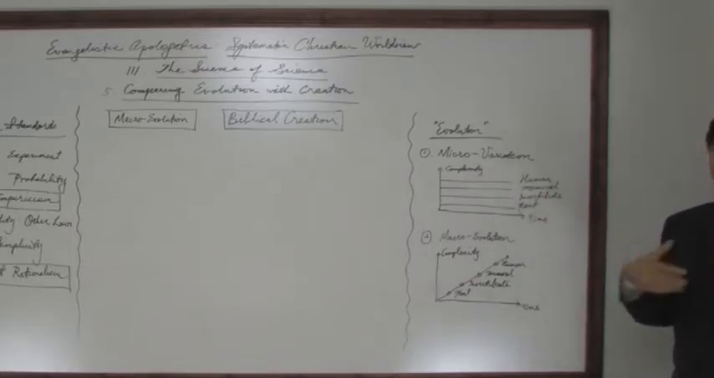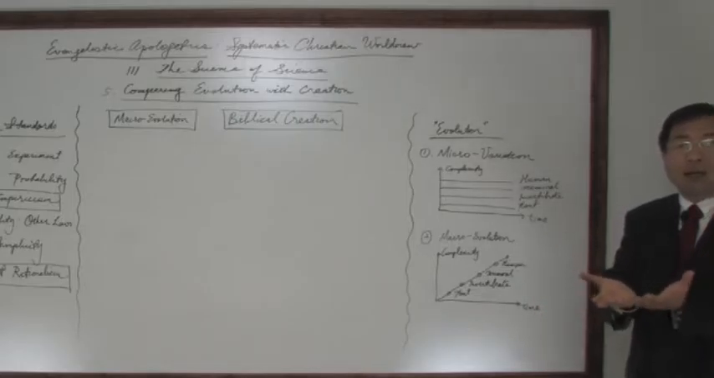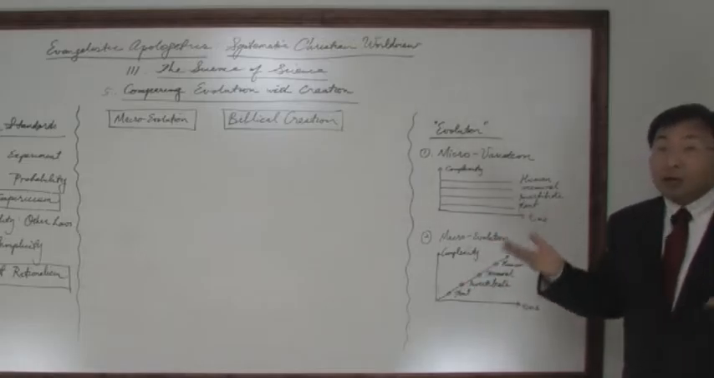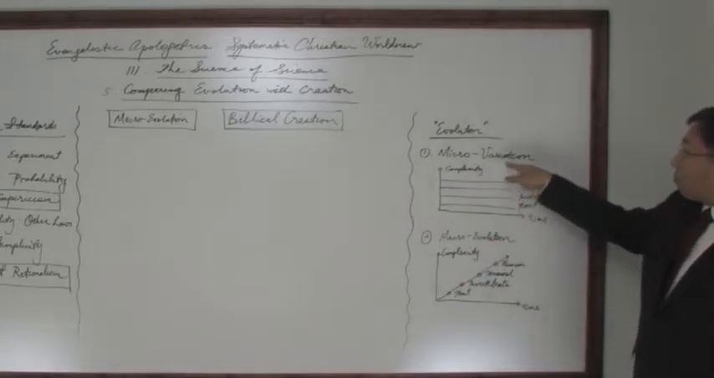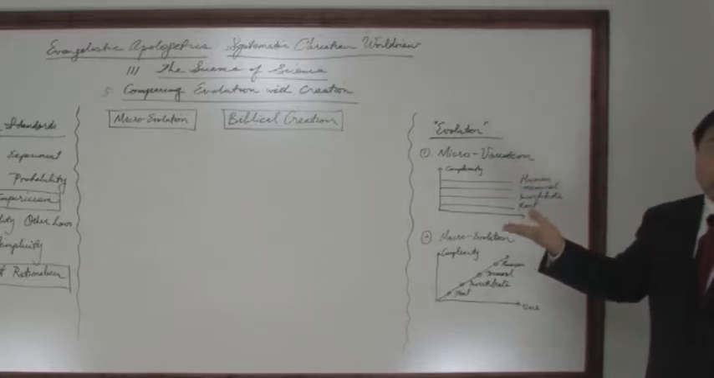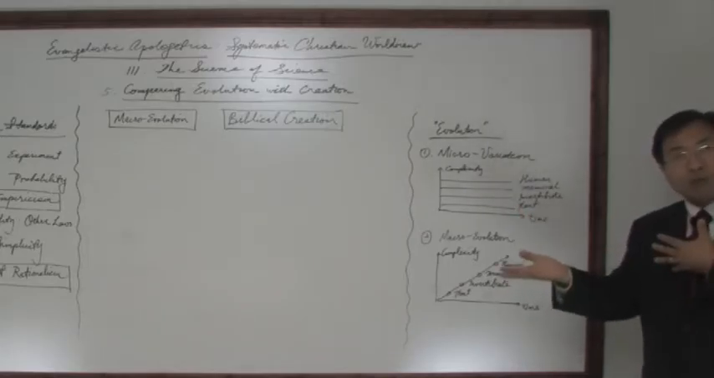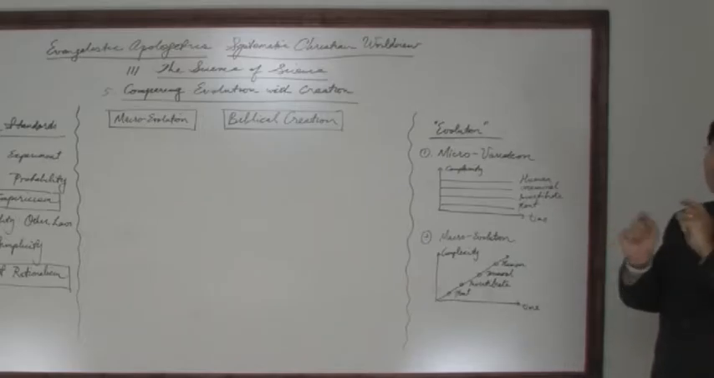For example, human beings: in the beginning there was only one couple, Adam and Eve. And right now we have several different races with different colors of skin. How did that come out? Well, that was micro variation. We are all humans, so we are the same kind. That's why we can interbreed. People of different races can interbreed. So we are the same kind, but we have different characteristics.